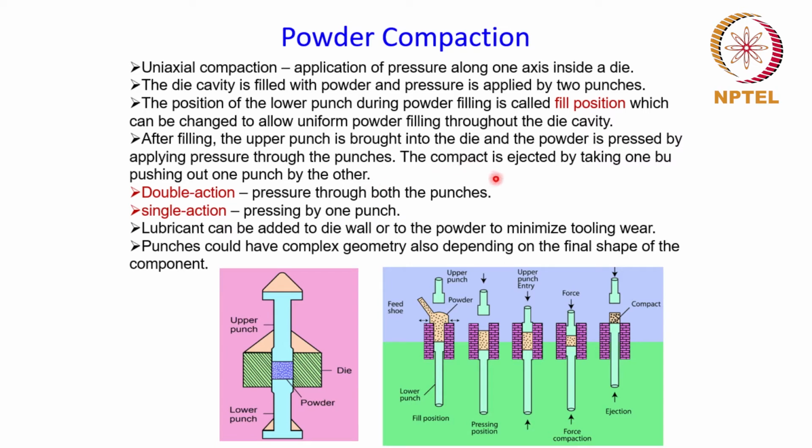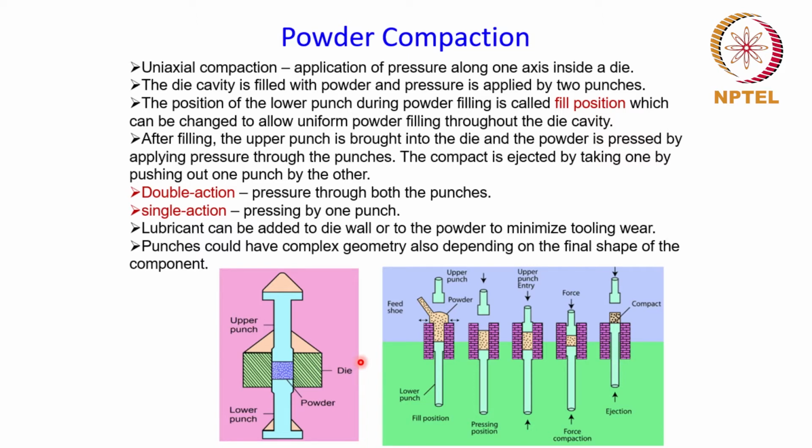And at the end of the compaction, the compact is ejected by pushing out one punch by the other. Okay, so for example, here you can see the ejection is done by pushing the upper punch by the lower one, and the compact is ejected from the upper end. Similarly, if the lower punch is pushed by the upper punch, then the compact can be ejected from the lower side also.